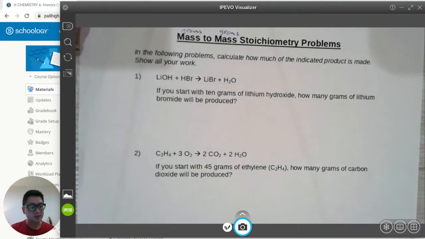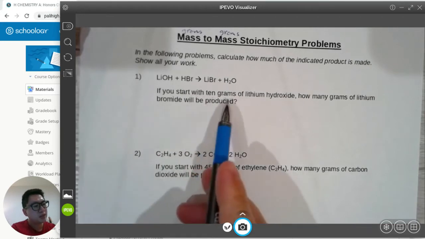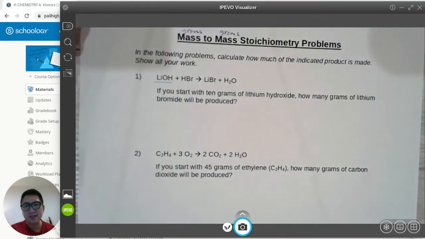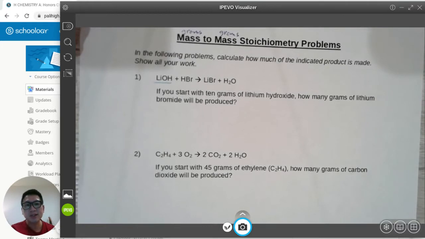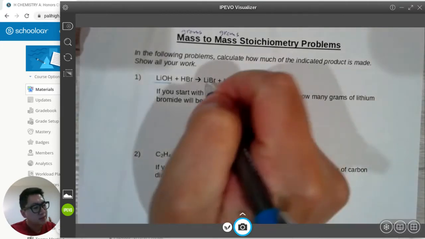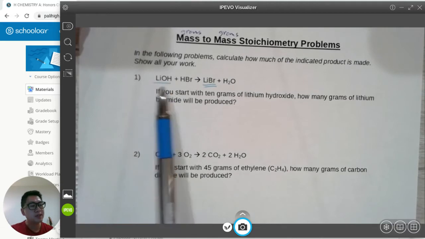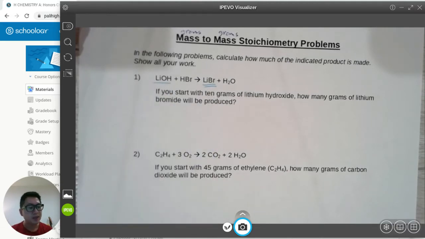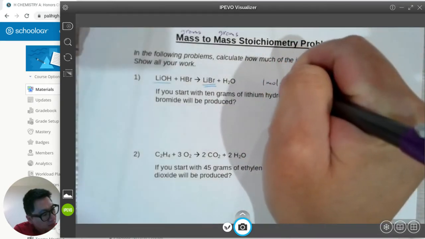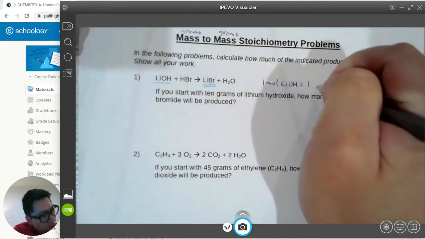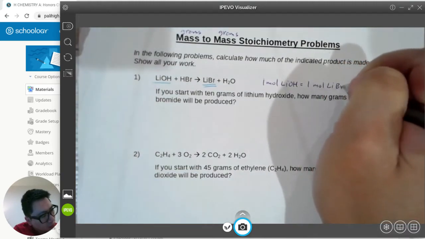Okay, what does the actual question say? Question says, if you start with 10 grams of lithium hydroxide, that thing that I just underlined, how many grams of lithium bromide, this one that I underlined twice, will be produced? All I know from this balanced equation is that 1 mole lithium hydroxide makes 1 mole lithium bromide. In fact, I'm going to write that down as a conversion factor. 1 mole of lithium hydroxide makes 1 mole of lithium bromide.